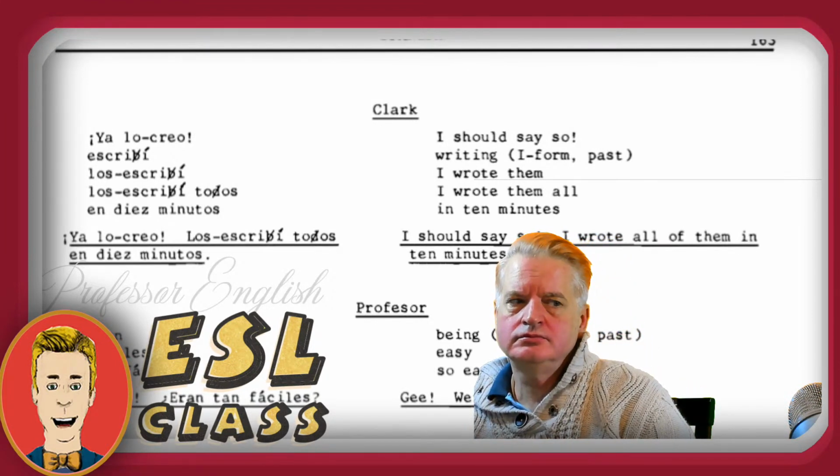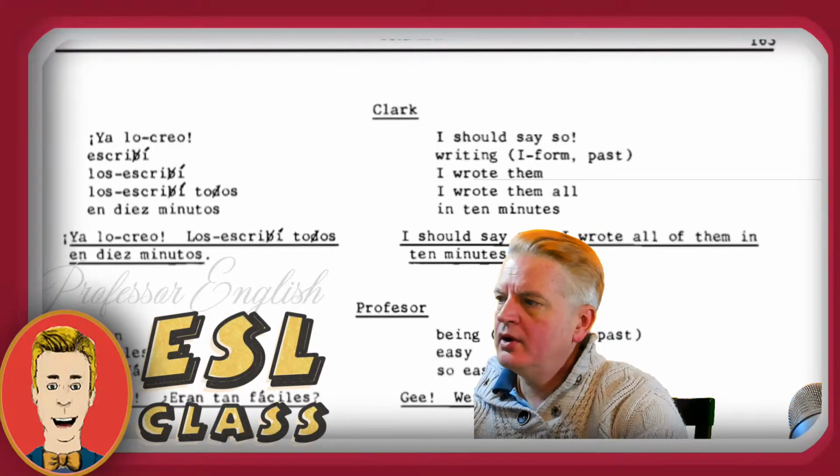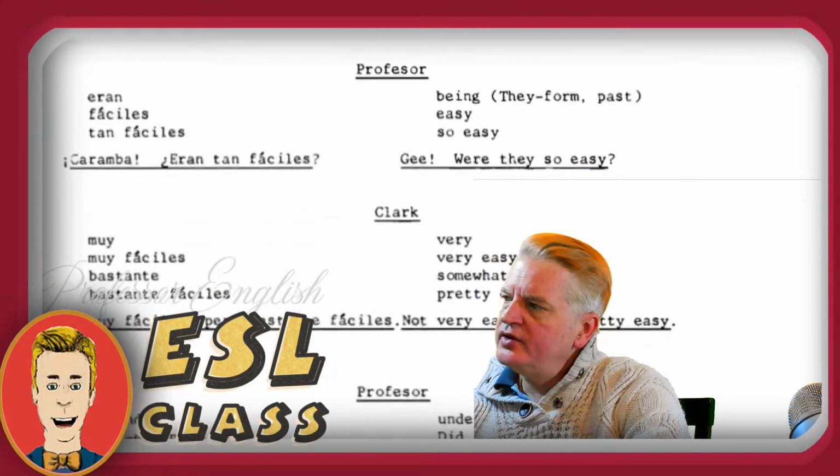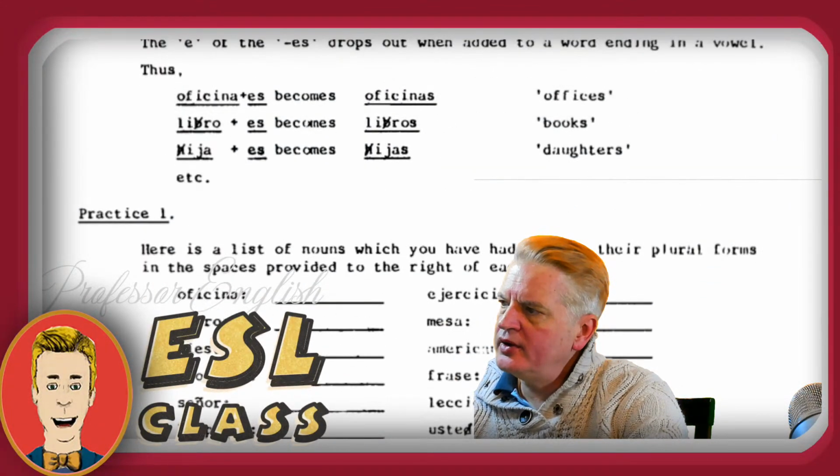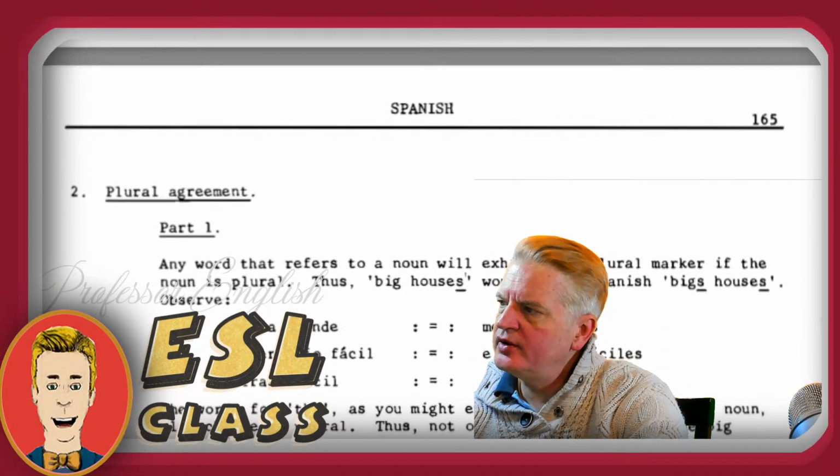Unit 12, Practice 2. All right, practice 2. Let's see, where are we here? Practice 1, here's a list of nouns. Let's go to practice 2.